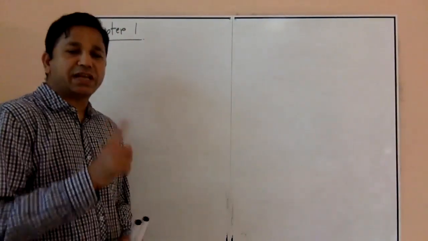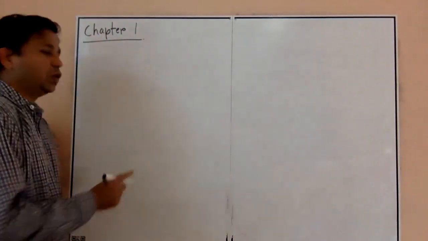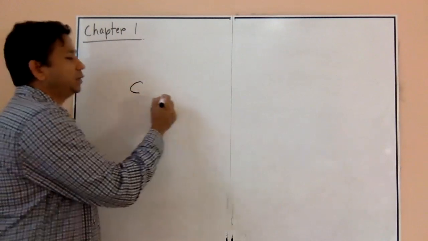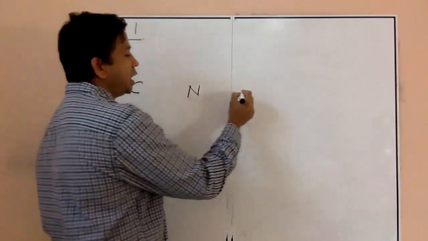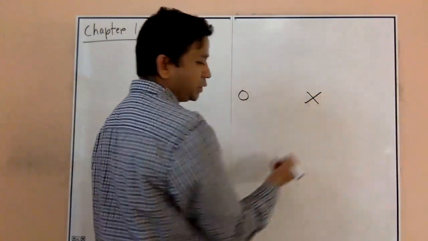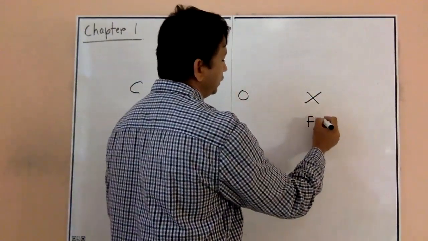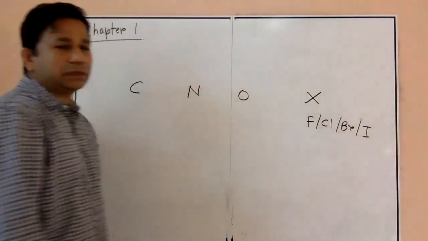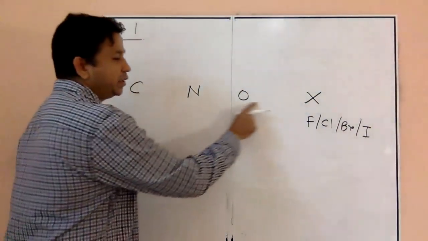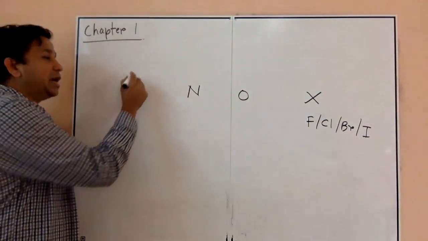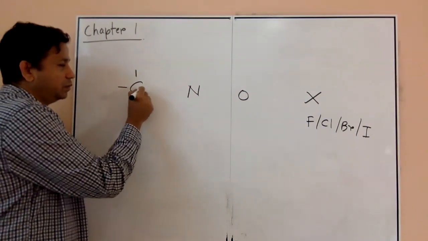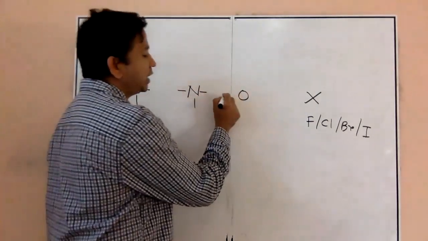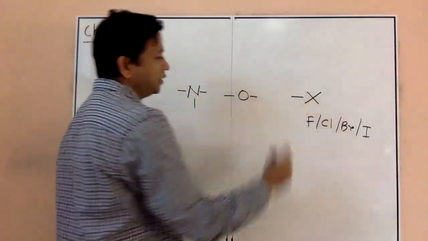All right, so just one last thing from chapter one is we have four different atoms to look at. We usually talk about carbon, nitrogen, oxygen, and halogens. Halogens are fluorine, chlorine, bromine, and iodine. So they're going left to right in the periodic table. Carbon should always have four bonds. Nitrogen should always have three bonds. Oxygen has two bonds and halogen has one bond.